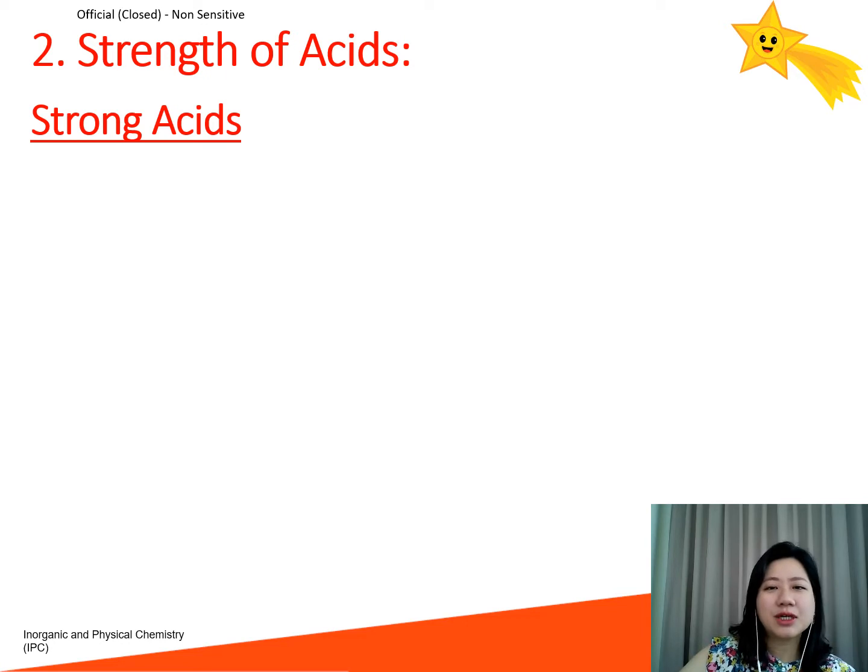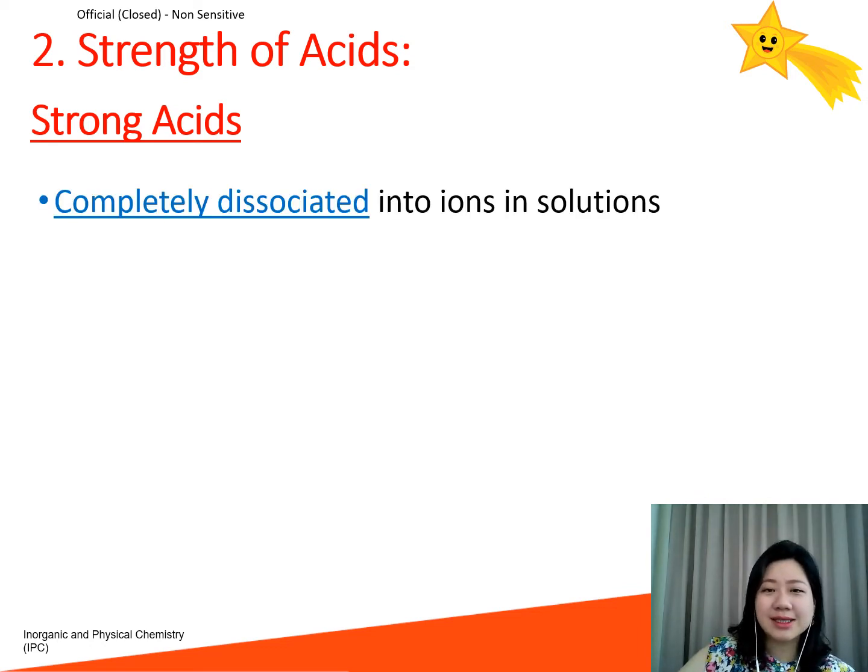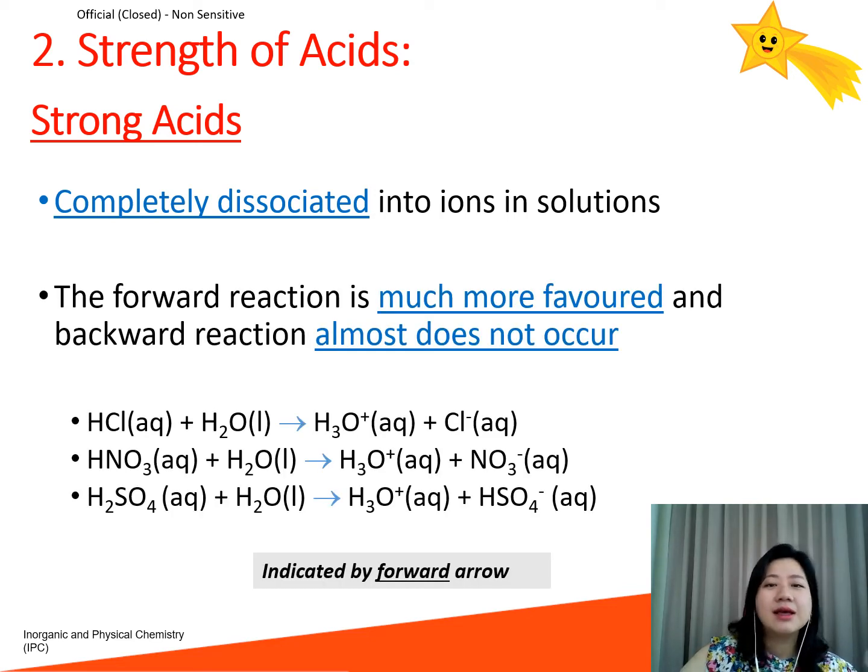But I'm sure you've also heard of strong and weak acids or strong and weak bases. What determines whether an acid is strong or weak? Strong acids are completely dissociated into ions in aqueous solutions. If we look at the acid dissociation reaction, we see a forward arrow. This tells us that the forward reaction is much more favored and the backward reaction almost does not occur. Some examples of strong acids are HCl, HNO3, and H2SO4.